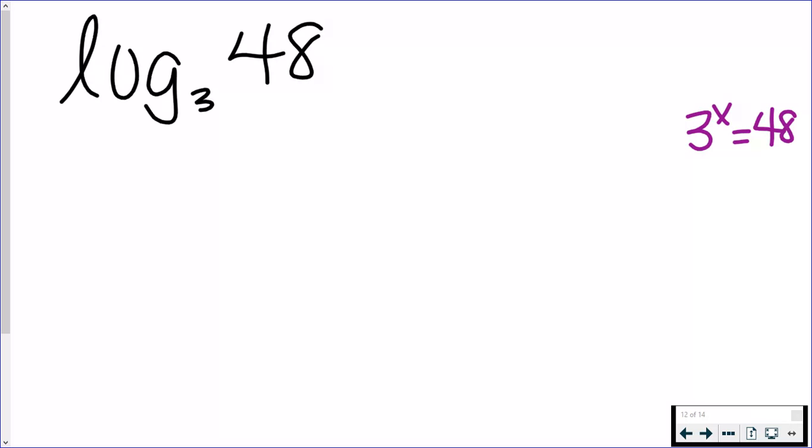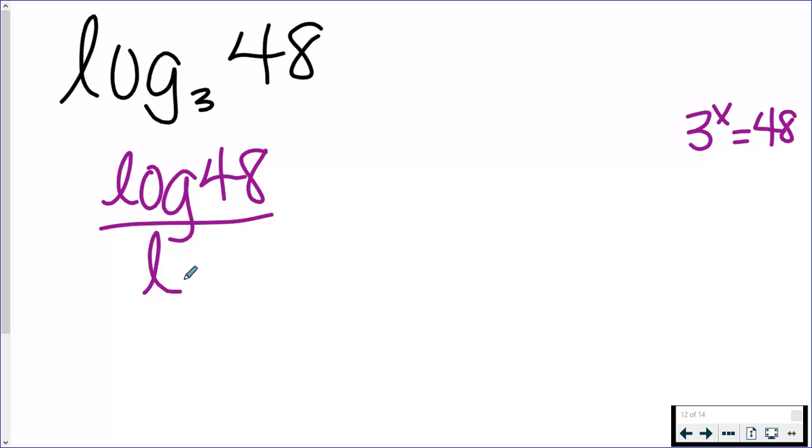Now, I don't know about you, but I would never be able to sit there off the top of my head and try to figure out the exponent that's going to work. So that is what the change of base property is for. What you can do is rewrite this as the log of 48 divided by the log of 3. Now, the reason we do this is because when I rewrite it this way, the base of the log becomes 10. Now, on your calculator, you have a log button.